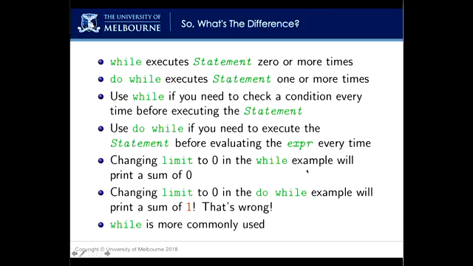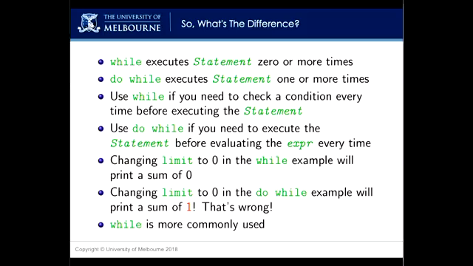Okay, so the difference, just as I've expressed already: while executes the statement 0 or more times, the do while executes the statements once or more times. The while loop, if you need to check the condition every time before executing it, and sometimes you do, right?